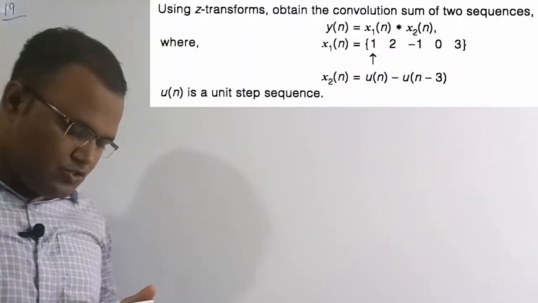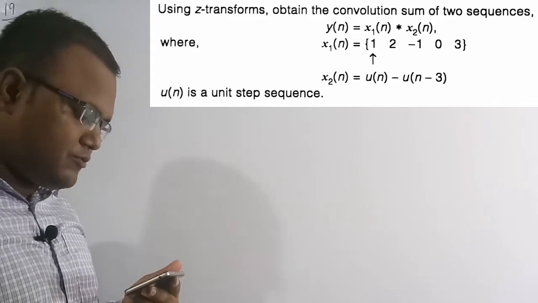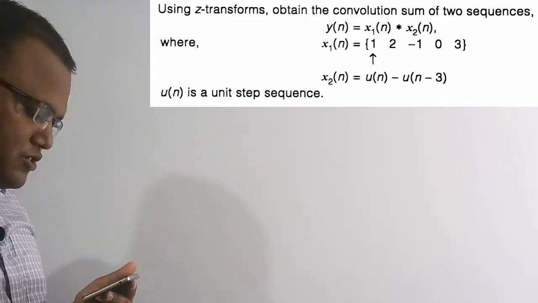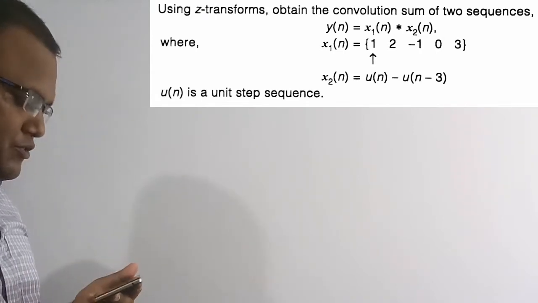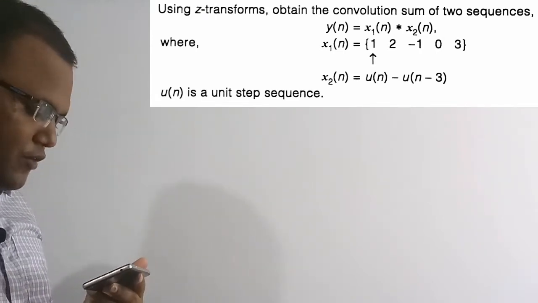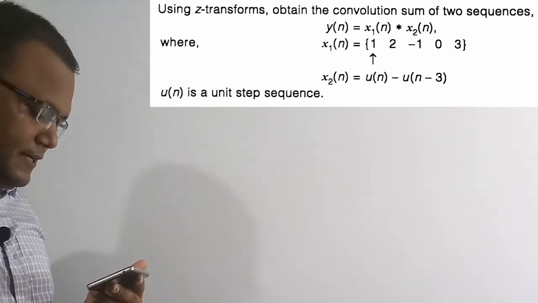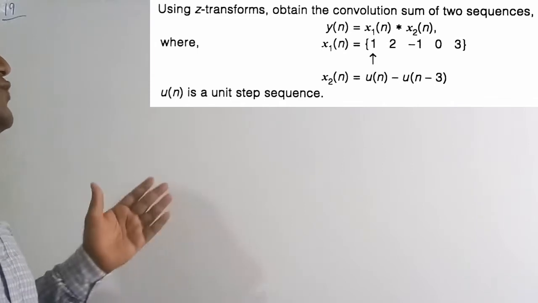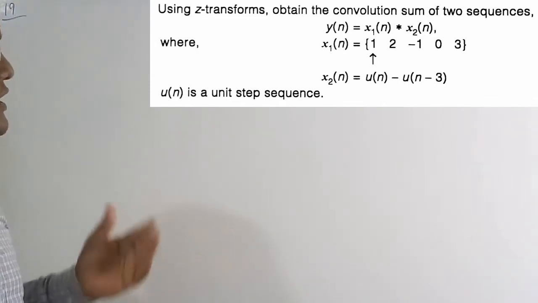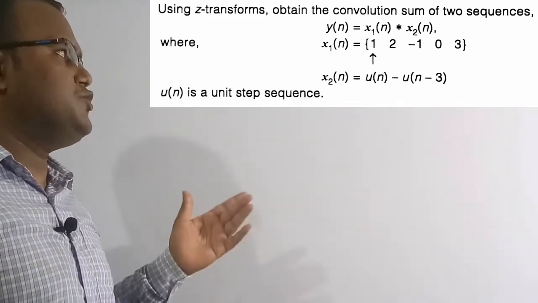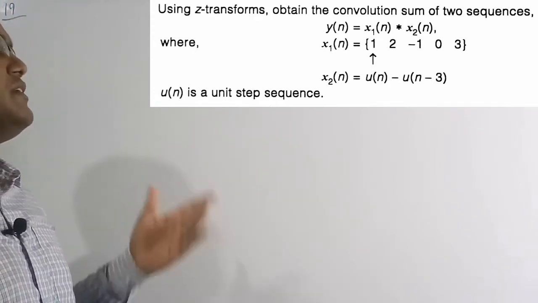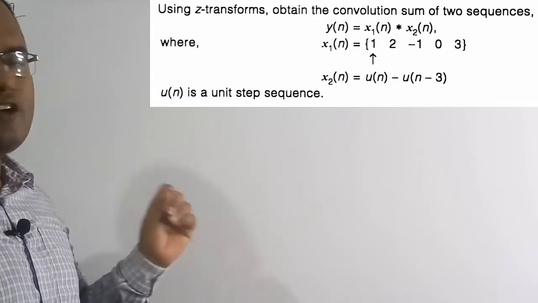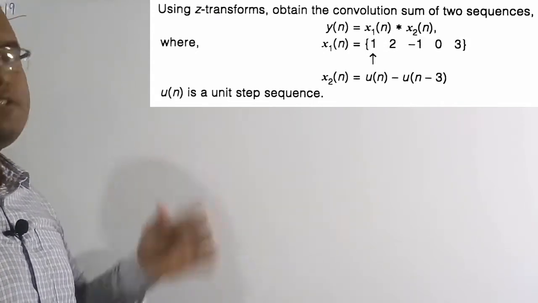See the question here: using z transforms, obtain the convolution sum of two sequences. Here y of n is equal to x1 of n convolution x2 of n. They have given an x1 of n sequence and also x2 of n, which is u of n minus u of n minus 3, where u of n is a unit step sequence. Now we need to do the convolution of x1 of n and x2 of n using the z transform method.